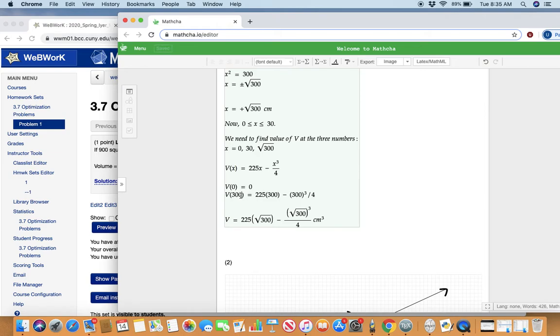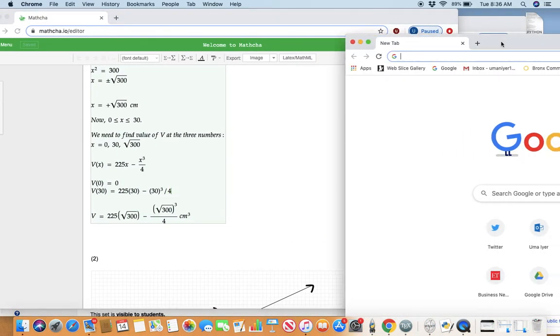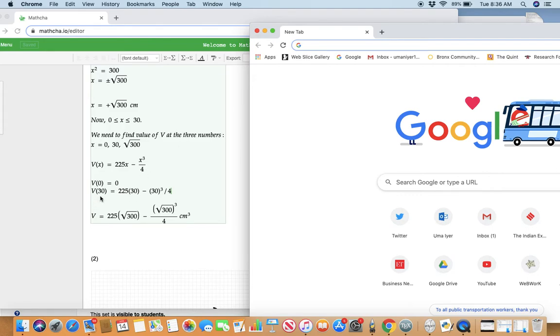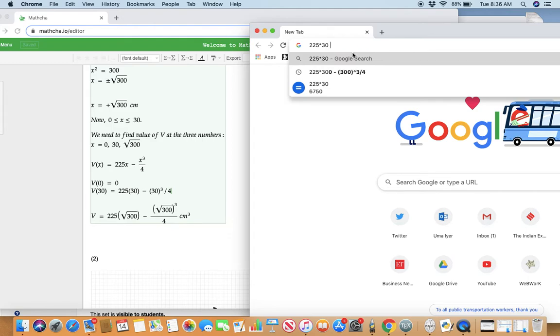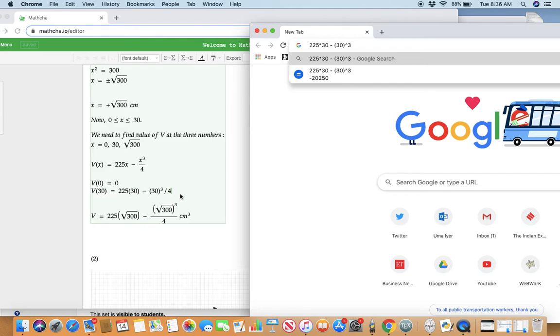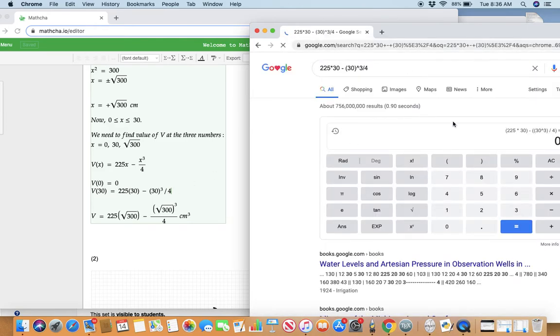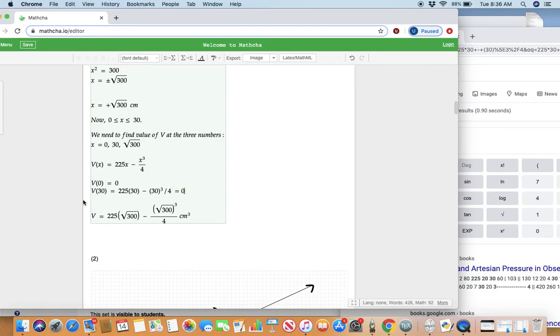Now the other endpoint is 30. I don't know what this is, so let me calculate. Well, fortunately, we have Google, right? So I want to evaluate at 30: 225 times 30 minus 30 cubed over 4. So what is the value? The value is 0. So this is also going to fetch me 0. This is how you would find its value, either using a calculator or an online calculator.